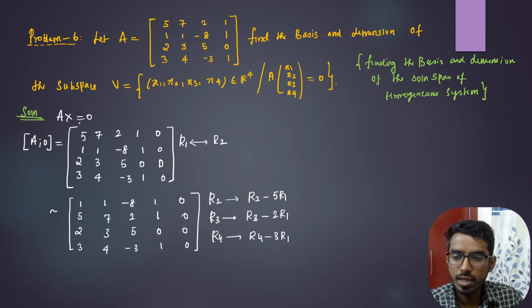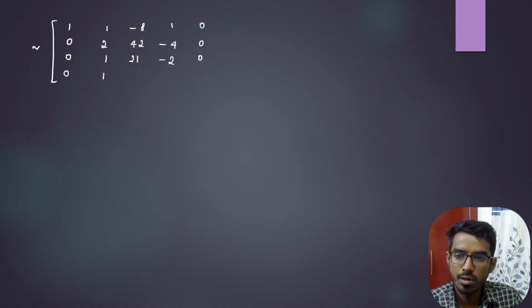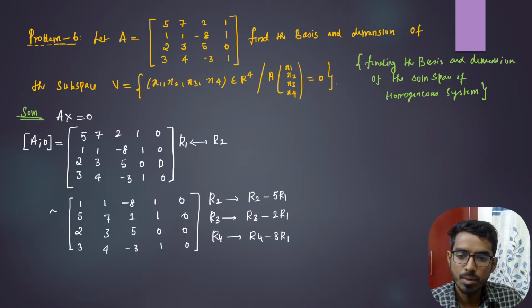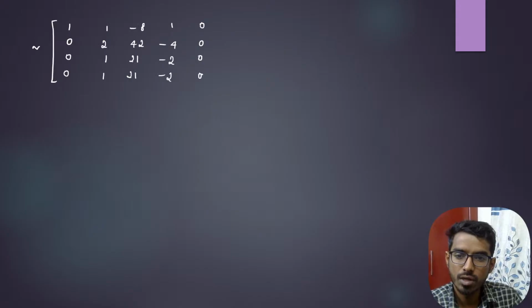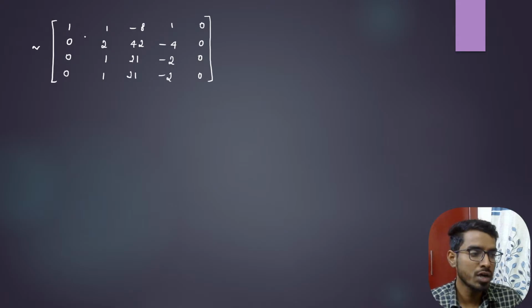Now you multiply 3 and then you subtract. So 4 minus 3 is 1. You multiply 3 and then you subtract. So minus 3 plus 24, this is 21. You multiply 3 and then you subtract. This is minus 2 and this is 0. See how beautifully it is coming. Same entries. Now first row, first non-zero element. Below that everything is 0.